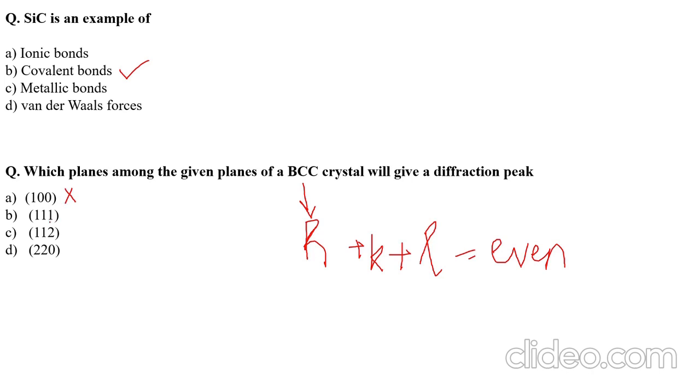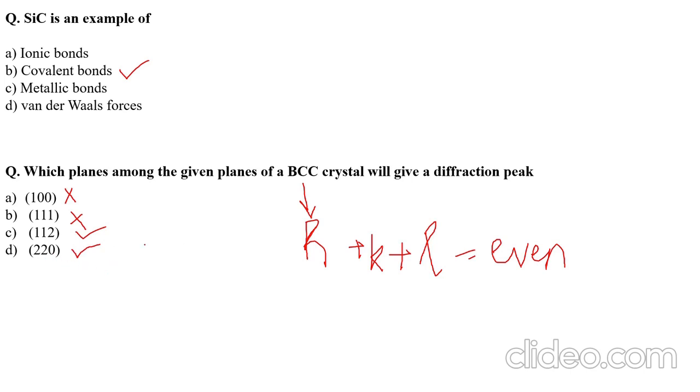Then we have 1 1 1 and the addition gives 3, which is odd. Again, it is not a plane that will be present in a BCC diffraction pattern. But when it comes to 112, the addition is 4, which is an even number. So you can have a diffraction pattern for a BCC that will show a plane of 112. Similarly, you will have a diffraction pattern which will have a plane 220 also. So 220 is also right.